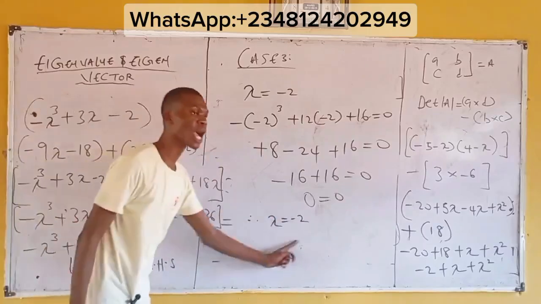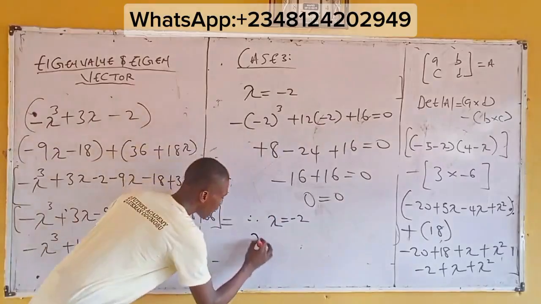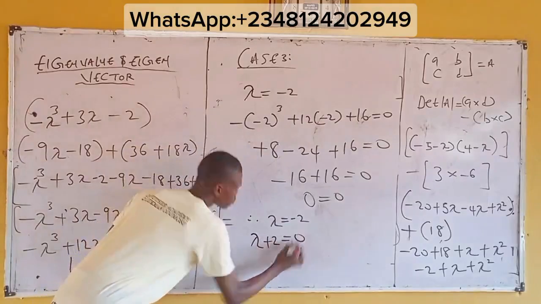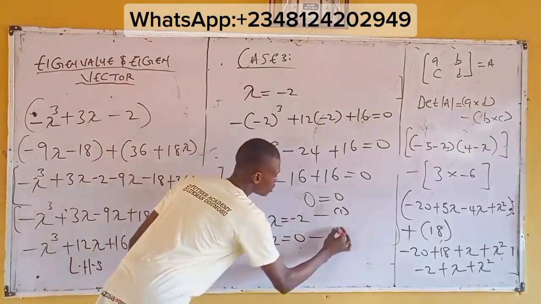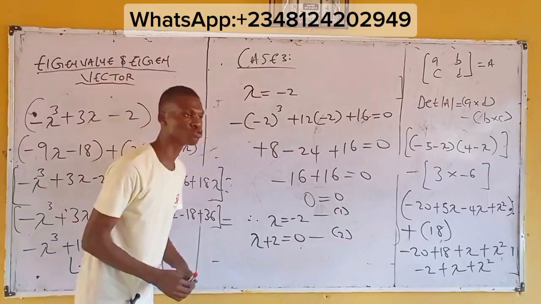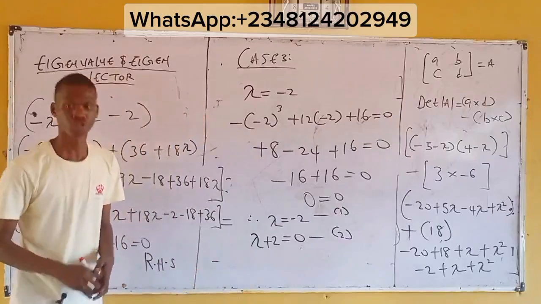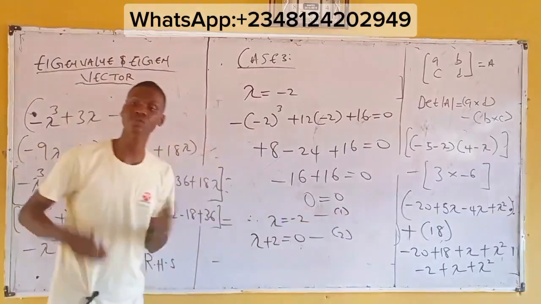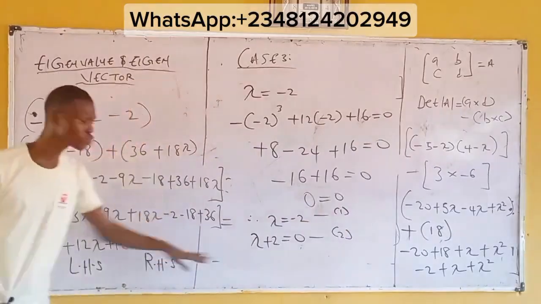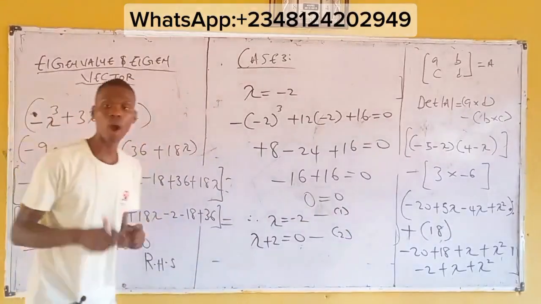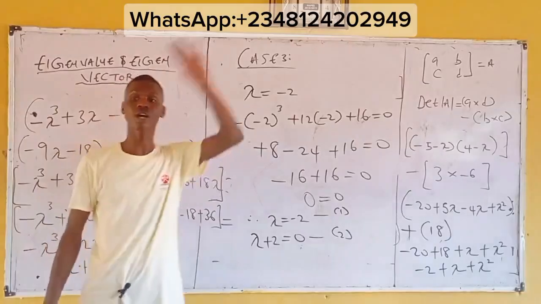Now, this same guy, you can write it as x plus 2 equals 0. Call this 1, call this 2. You can write 1 as 2. True or false? True. We already know that lambda equals negative 2 is a root of this equation. Now, what we actually need, we want to use the long division method.